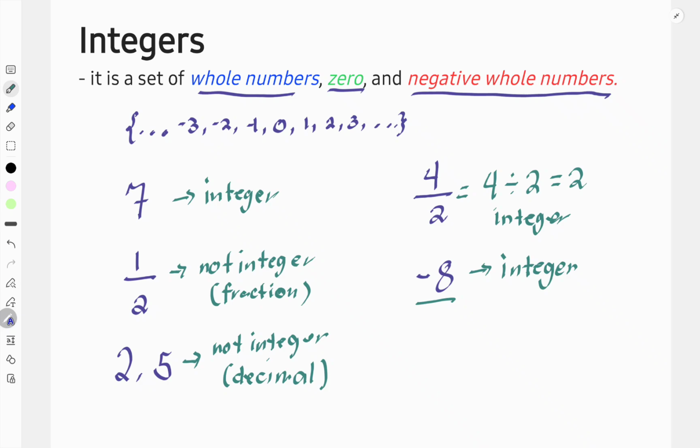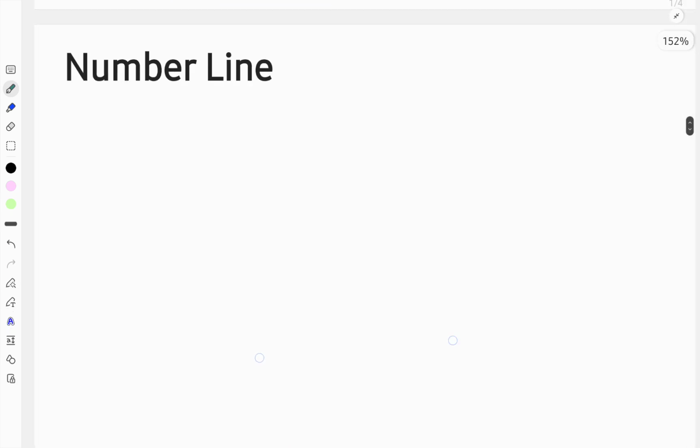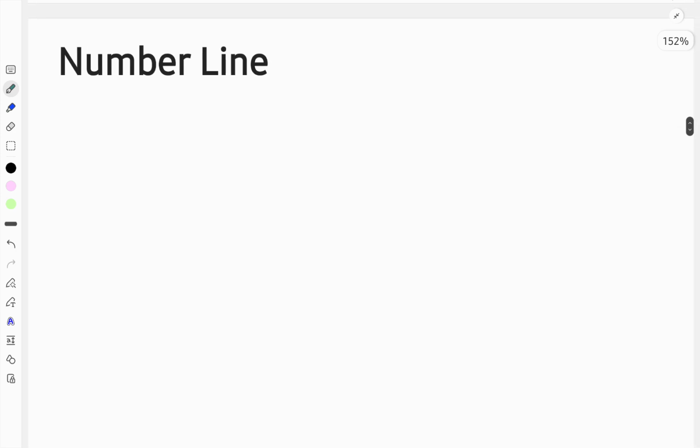Now, let's have another concept that would help us further understand integers. Now, that concept is known as the number line. The number line is a model that we use to visualize numbers. However, we will go specifically to integers because integer, in a word, it's integral. And when we say integral, it is whole.